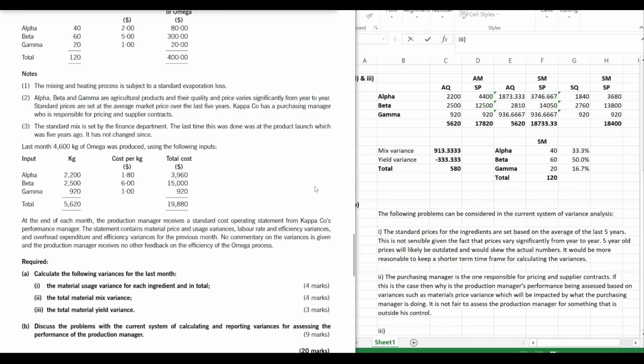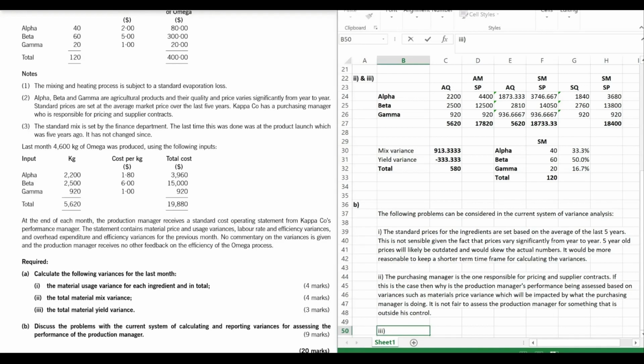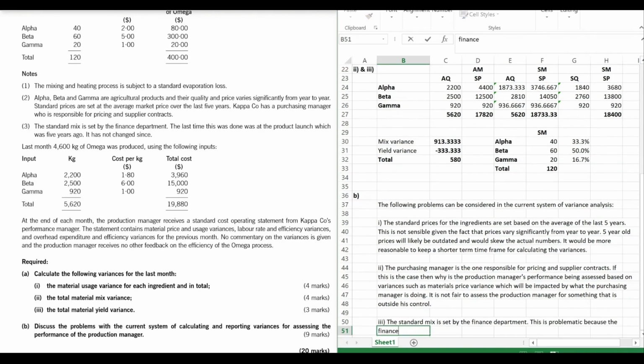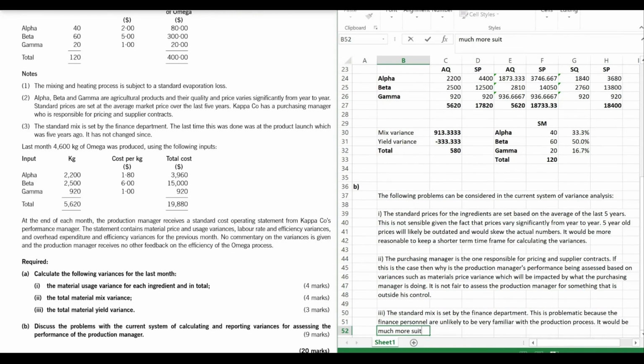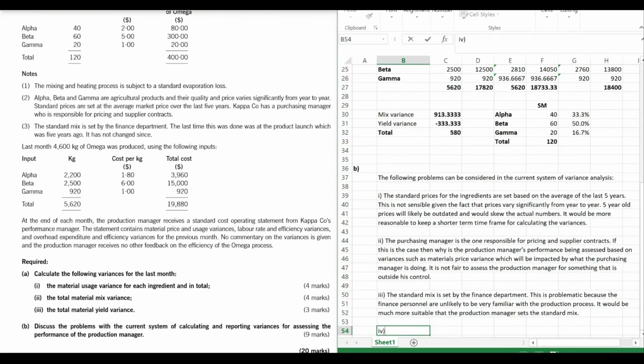It says the standard mix is set by the finance department. That's the problem. The standard mix is set by the finance department. This is problematic because the finance personnel are unlikely to be very familiar with the production process. It would be much more suitable that the production manager sets the standard mix, right?